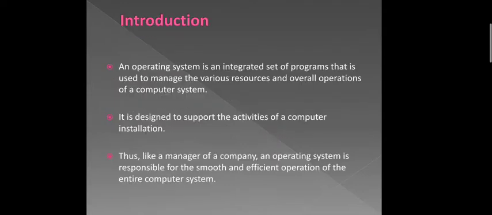The introduction. Here is the definition which we have discussed right now, that this is the interface between user and the computer system. Here it is written that an operating system is an integrated set of programs that is used to manage the various resources and overall operation of the computer system. Various resources means all the peripheral devices that we are using in the computer system, and overall operation means the processor, the process through which we can get the output of a given instruction and input data.